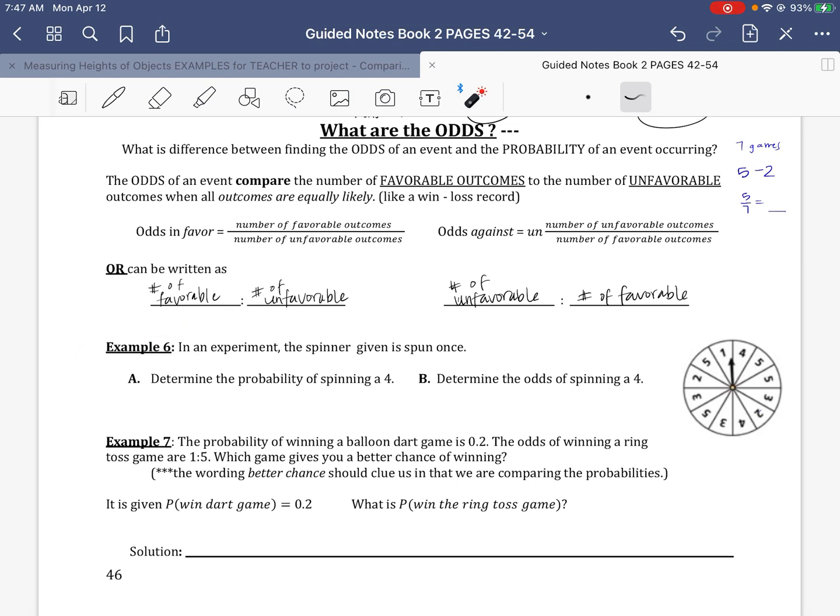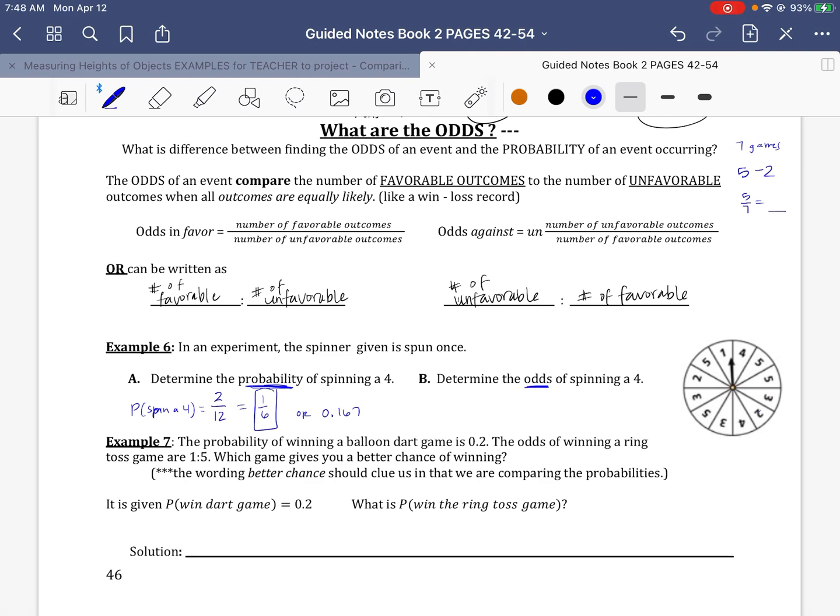So again, let's look at example 6 and just compare these two. So this says determine the probability. So again, we're doing likely of it occurring of spinning a 4. So we look at our spinner over here, and it looks like there's a 4 here and a 4 here. So 2 possible 4s, right? I'm going to put probability of spin of 4. 2 of them are 4s out of the total 12 slots there. So that would be 1/6, right? We would write that probability as 1/6, or if you want to write it as a decimal, 0.167.